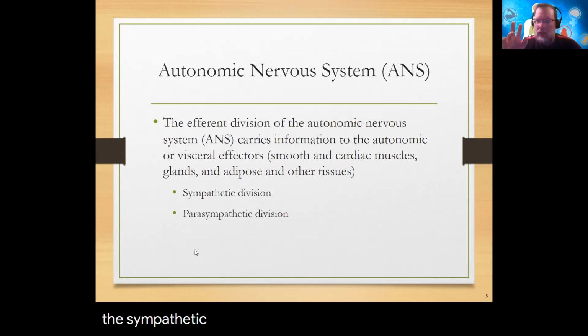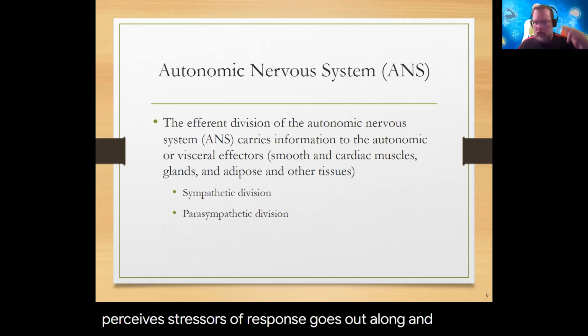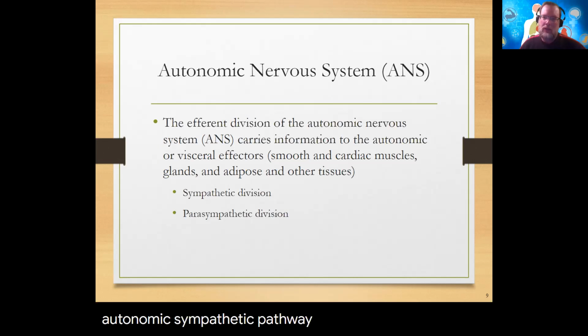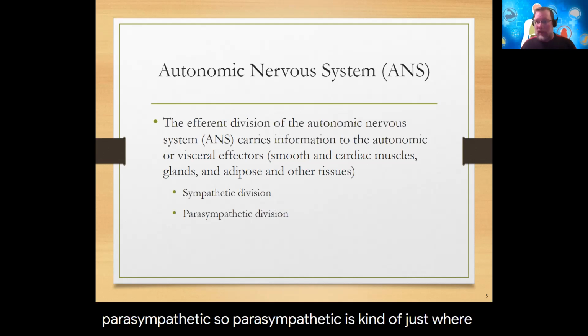The sympathetic is going to be the pathway of perception and response to stress. So, when the body perceives stressors, a response goes out along an autonomic sympathetic pathway that is different than the pathway of homeostasis. So the parasympathetic division, in essence, is your pathway of homeostasis. They call it the rest and digest pathway, the parasympathetic. So parasympathetic is kind of just where we're all at, hopefully, right now.